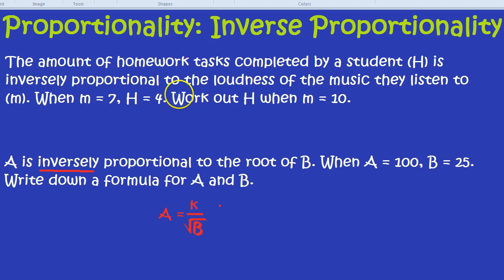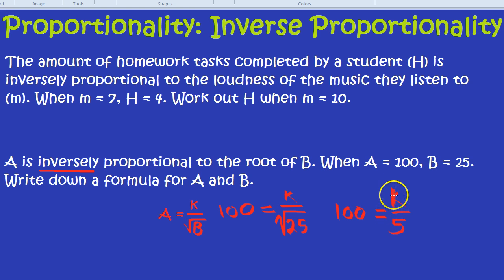It's not always. Sometimes, for example, in this first question, we just had a straightforward situation. But often they will make it the root or the square. They'll make it a more complicated relationship. Let's work this out. When A is 100, B equals 25. So we have 100 equals K divided by the square root of 25. All I've done is replace the A with 100 and the B with 25. The square root of 25 is 5, so we have 100 equals K divided by 5.